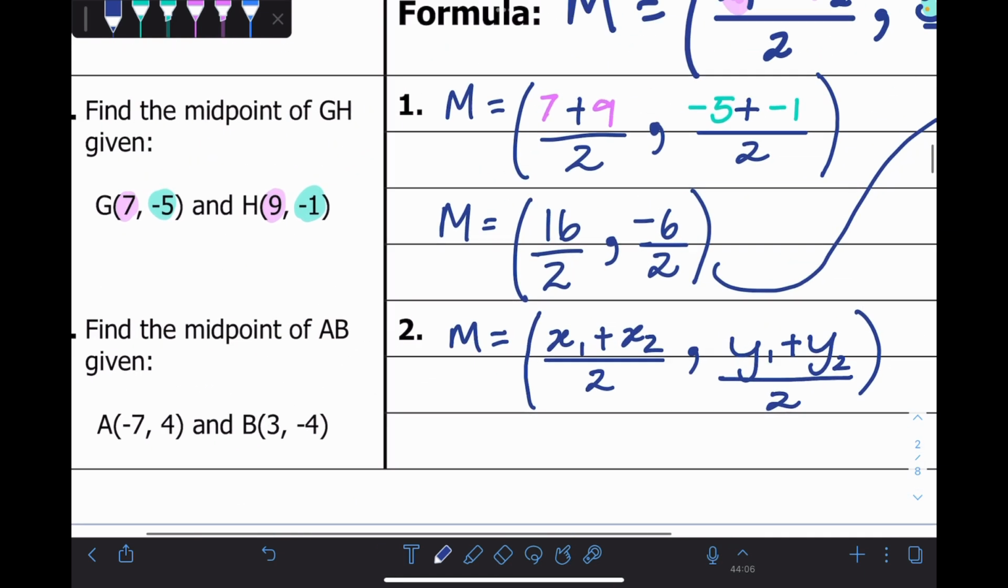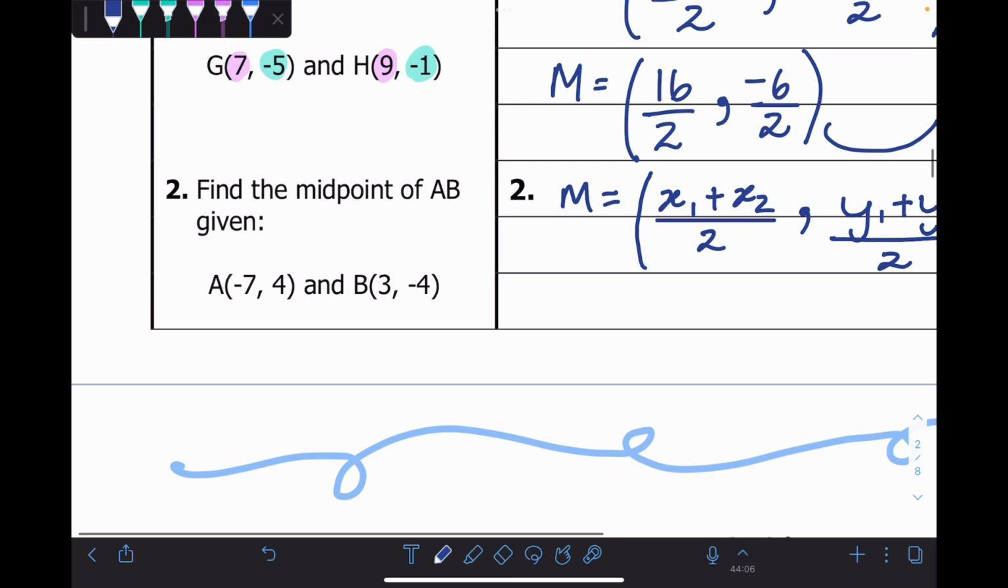Alrighty, so substituting. Let's look at our x1. Our first point is over here, so this will be our x1. So that will be negative 7. Oh my gosh, what's my working out doing? I'm missing the rest of everything. Where's my m equals? M equals open bracket. There we go.